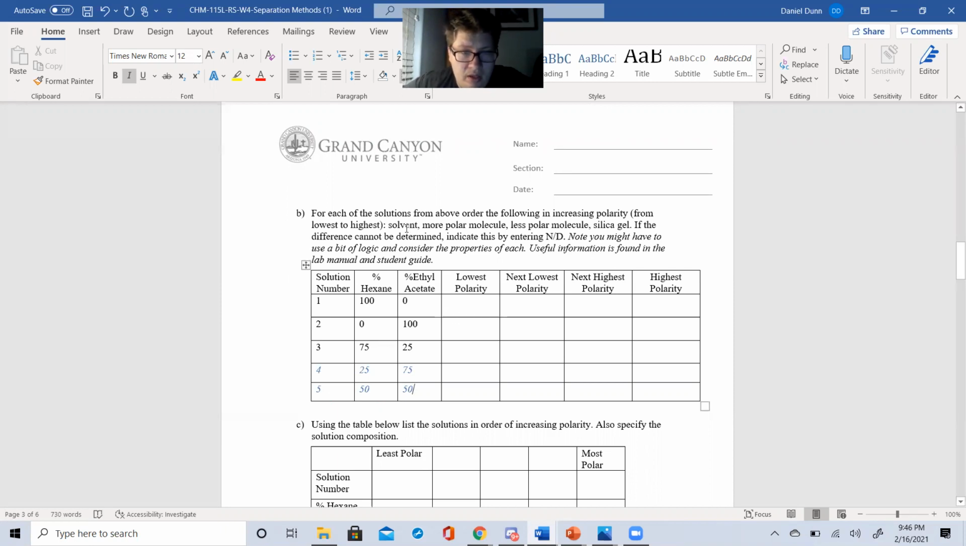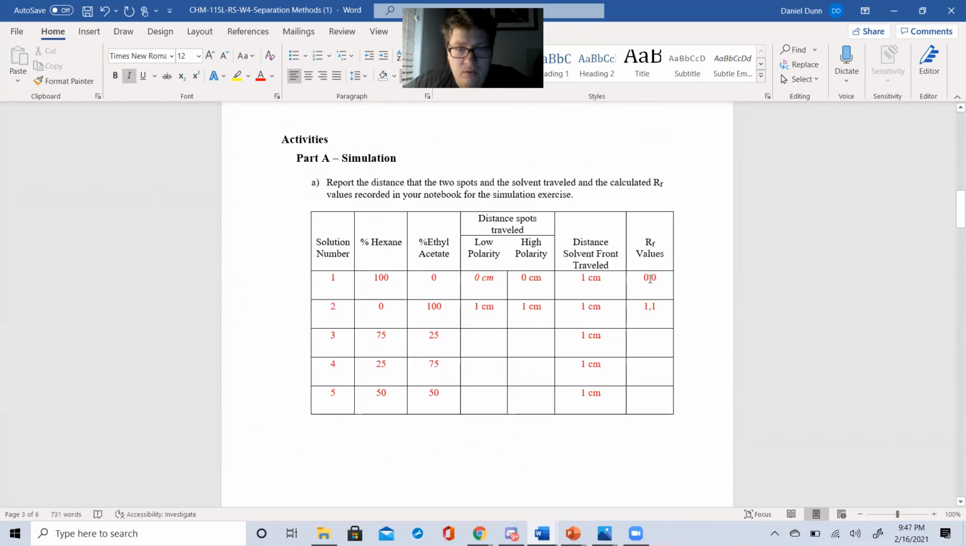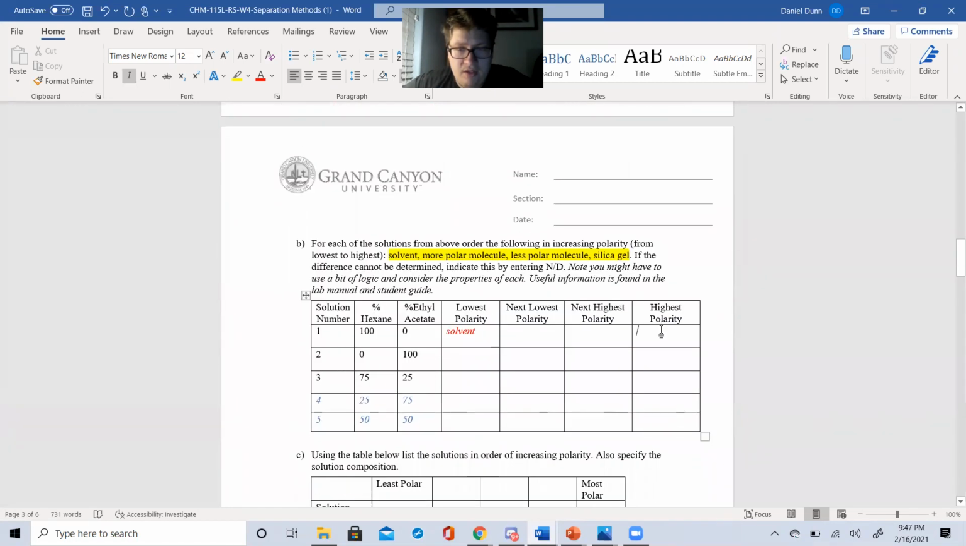So now we want to rank the polarity of things. The things we're ranking the polarity of are the solvent, the polar molecule, the less polar molecule, and the silica gel. So in this, which was the most non-polar? The first one would be the solvent, because it's 100% hexane, and hexane is non-polar. And if you look at the RF value, the polar molecule didn't move at all. So the most polar thing was the silica. Next would be the polar molecule, and then it would be the nonpolar or less polar molecule.